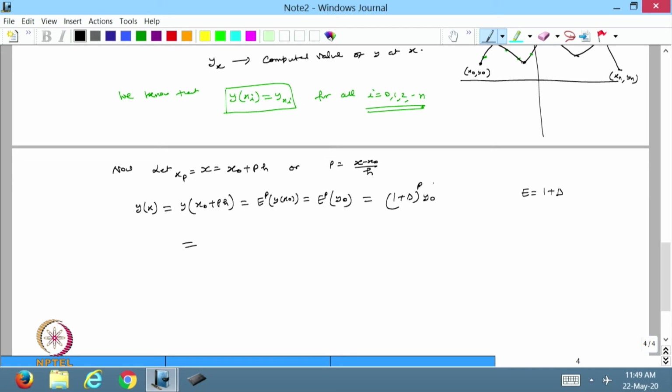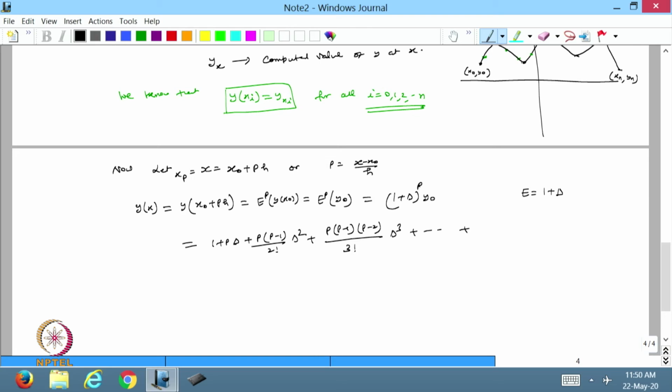Now, from here I am expanding this one using the binomial expansion. So, I can write this as 1 plus p del plus p(p minus 1) by 2 factorial del square, p(p minus 1)(p minus 2) by 3 factorial del cube and so on. Now, I know that if I have n plus 1 points, then the nth finite difference operator will be a constant value, and the next value will be 0.